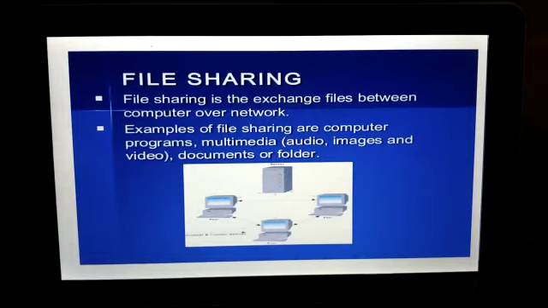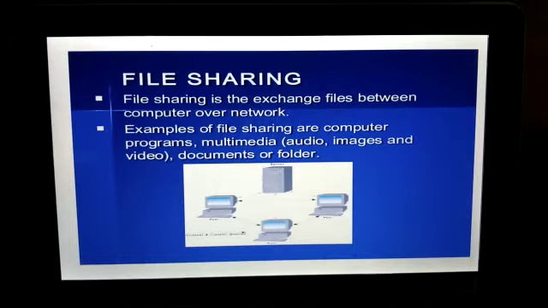So basically, file sharing is the exchange of files between computers over the internet. Examples of file sharing are computer programs, multimedia, audio, images, and video, documents or folders.